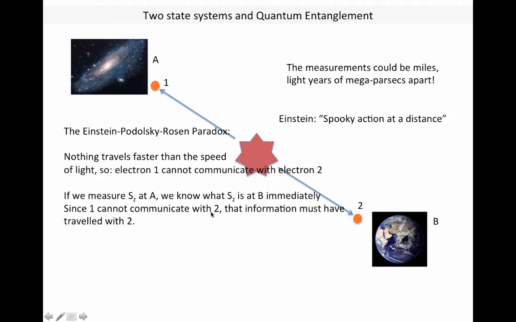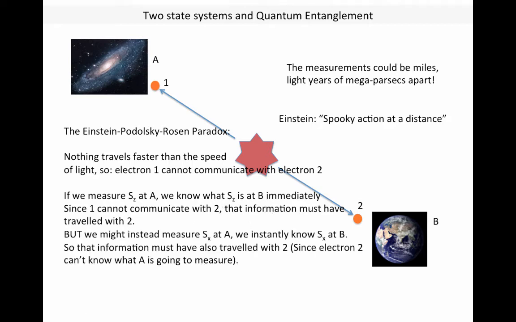If electron 1 cannot communicate with electron 2, then that information must have traveled with electron 2. So the information about the Z component of electron 2 at B must have traveled with electron 2. But the observer at A may not have decided to measure the Z component of spin. It may have decided to measure the X component of spin at A.